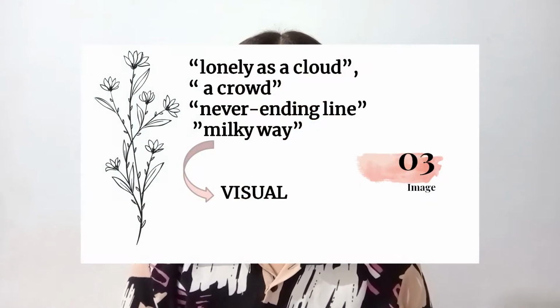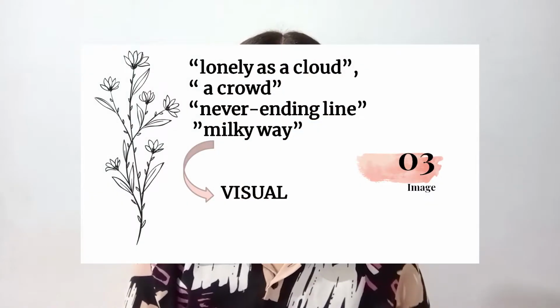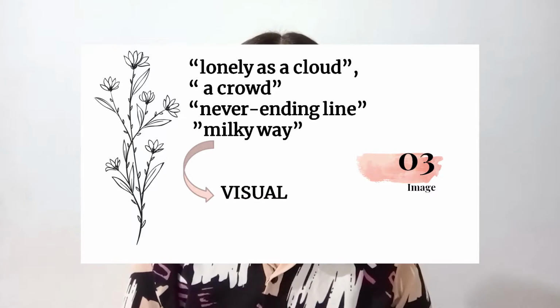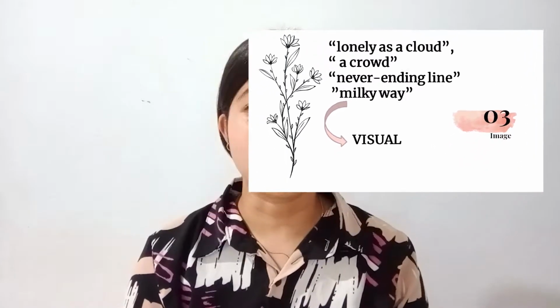And the last but not least is imagery. This section makes the reader visualize the poet's feeling and emotion. In this poetry, the imagery is visual, such as lonely as a cloud, a crowd, a never-ending line, the Milky Way, and jocund company. Okay everyone, that's all from me.